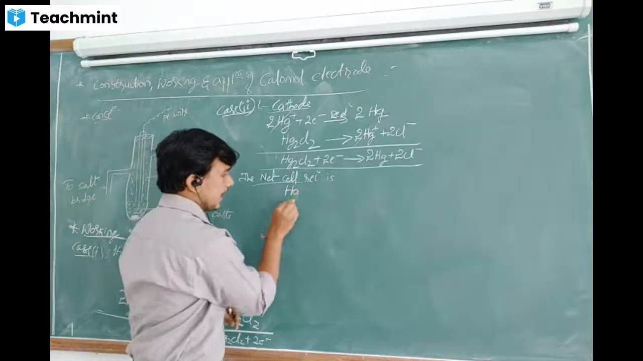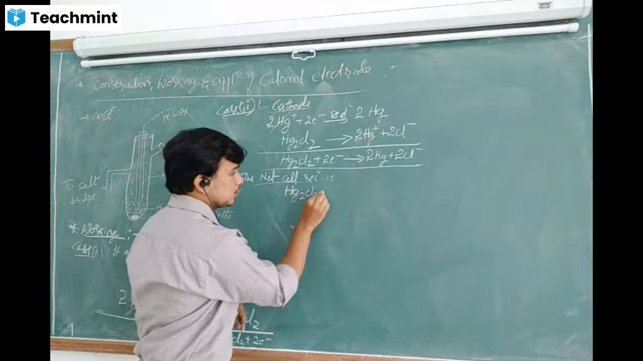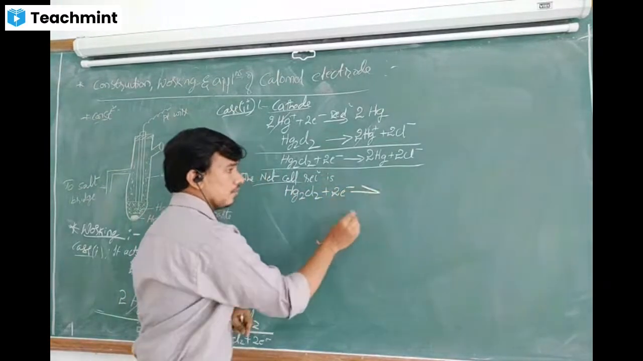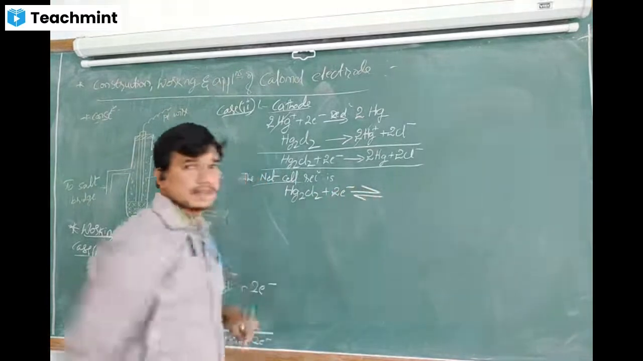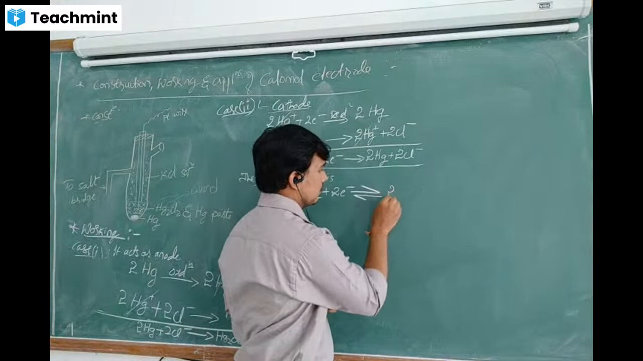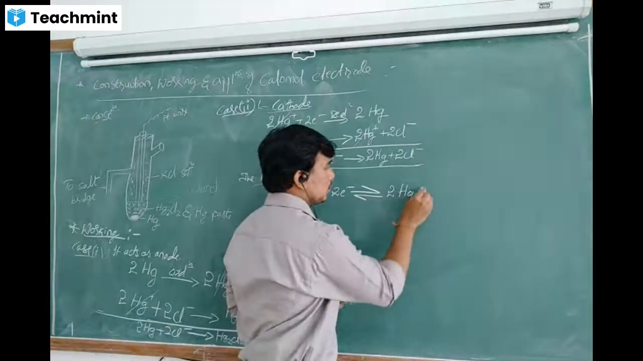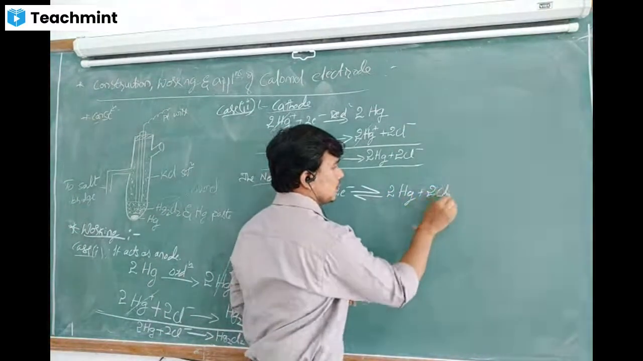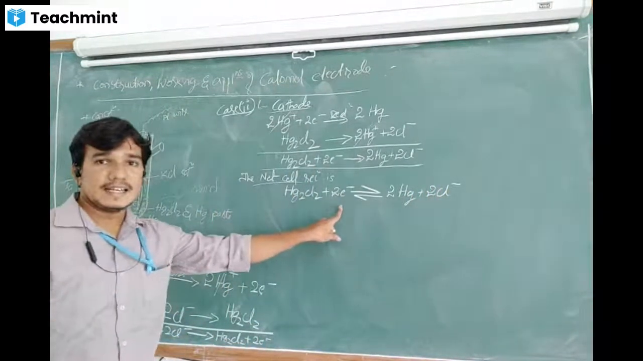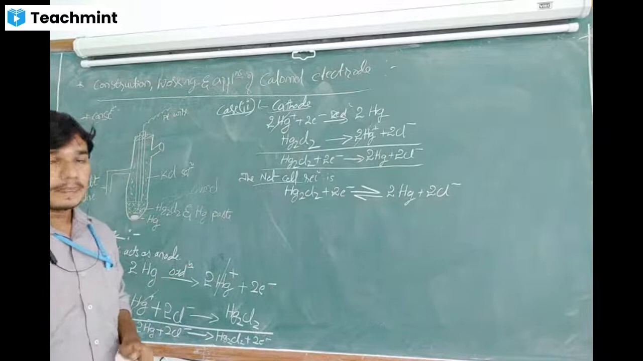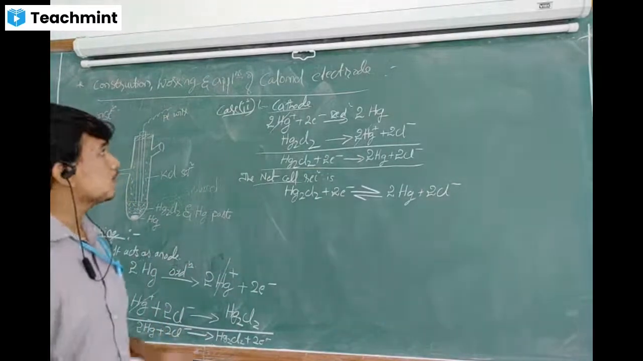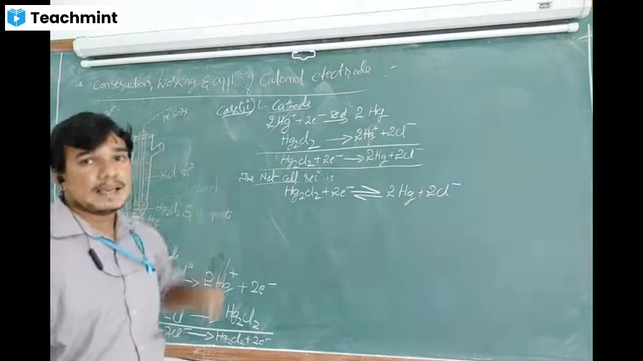I can write Hg2Cl2 plus 2 electrons, both forward and backward, 2Hg plus 2Cl minus. So this one is the net cell reaction. So what is our aim? We have to calculate the electrode potential of the calomel electrode.